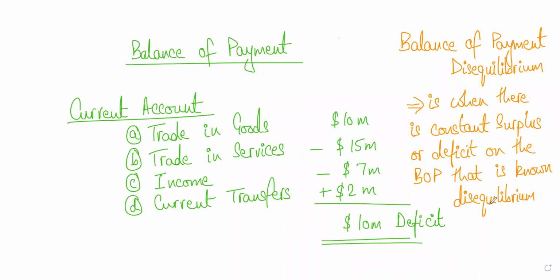Okay, now what is the definition of it? The definition says that what is balance of payments disequilibrium? Balance of payment disequilibrium is when there is a constant, now this is a very key word here, constant surplus or deficit on the BOP. That is known as disequilibrium.